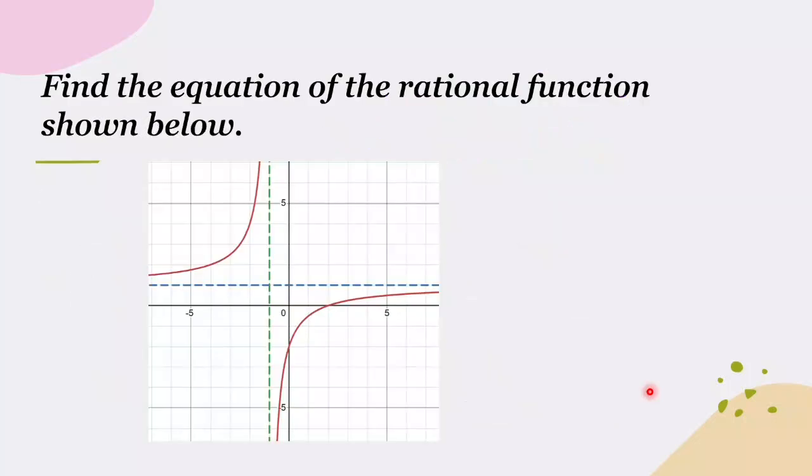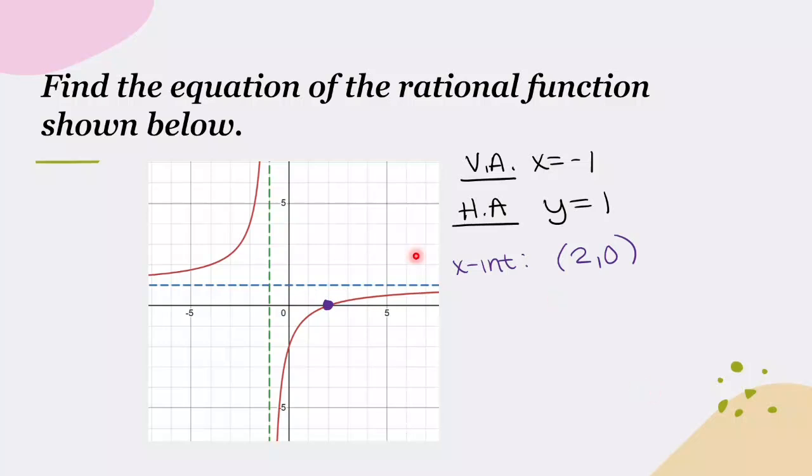For my last example, I want to work backwards. So now we're given a picture or a graph of a rational function. Let's see if we can come up with an equation that matches this graph. I'm going to start by identifying my asymptotes. We have a vertical asymptote at x equal negative 1. I have a horizontal asymptote of y equal 1. And then one more thing, let's identify our intercept as well. It looks like we have an x-intercept at 2, 0.